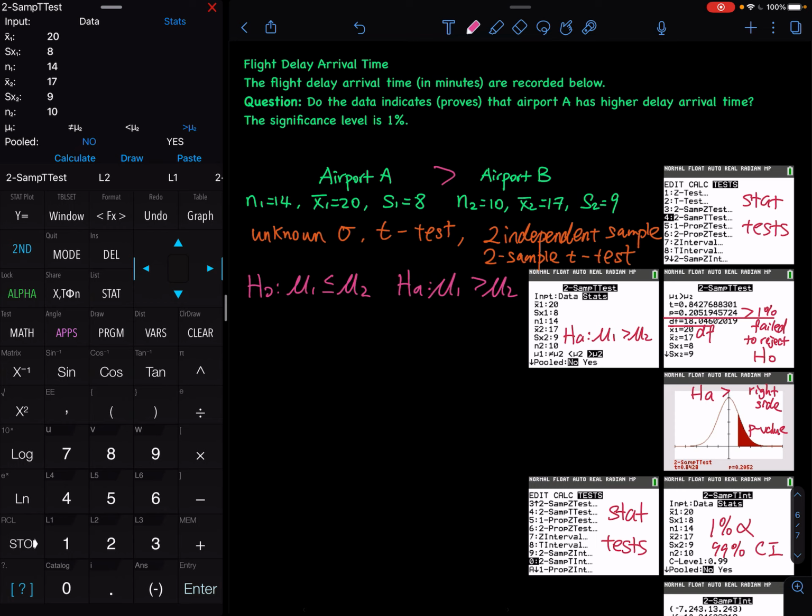And then very important, which inequality sign do we choose? Since we are trying to prove A is greater than B, we choose the greater than. So mu1 is greater than mu2, and the pooled option is no in this problem.